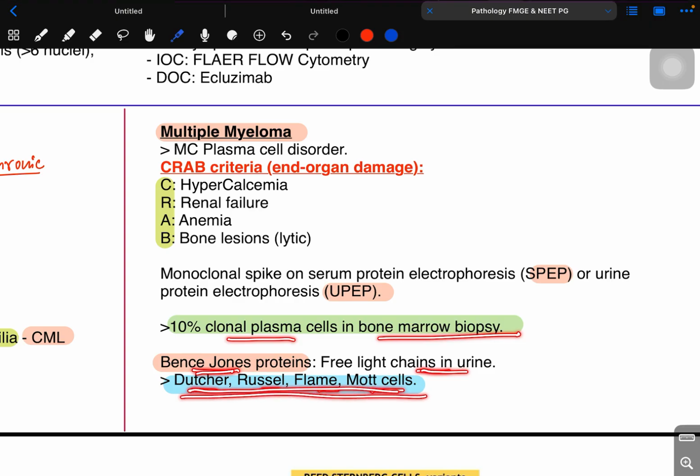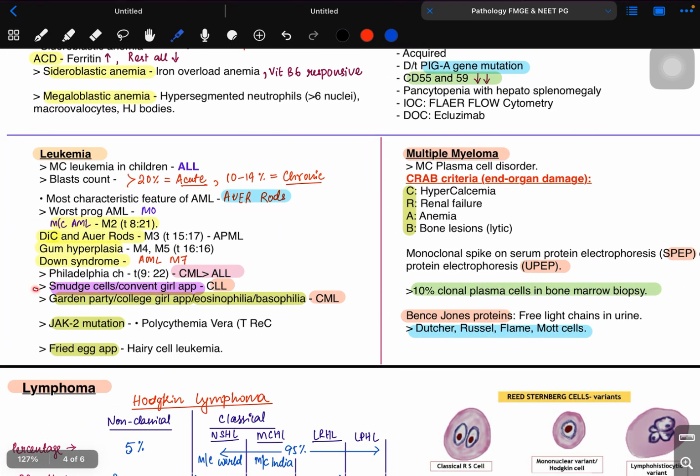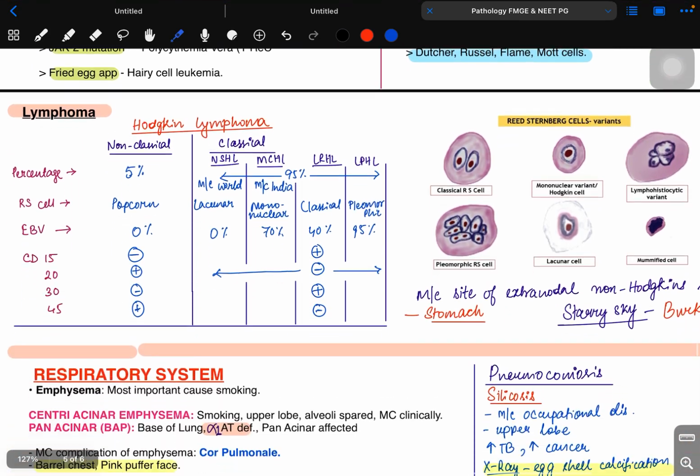Also, notice these images. If you cannot find them in the PDF, you have to search for them on Google: Dutcher cells, Russell cells, Flame cells, and Mott cells. Along with that, search this one: smudge cells, convent girl appearance, and garden party or college girl appearance.